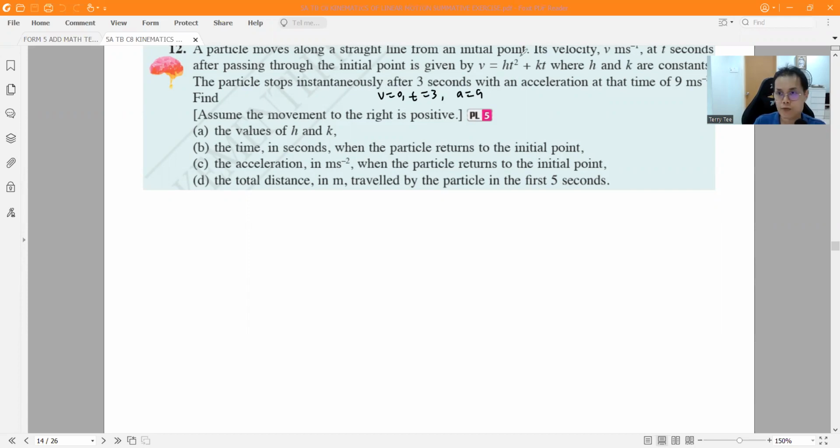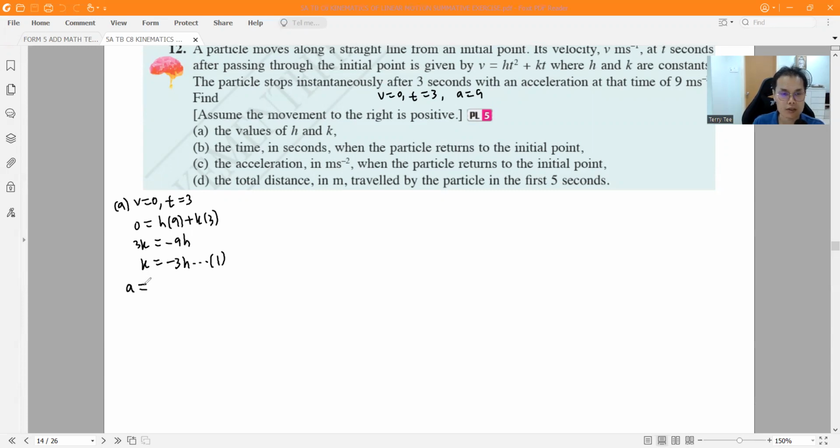Here, when you have two unknowns, we need to form two equations. My first equation: we sub v with 0, t with 3, so 0 equals 9h plus 3k. This one is 3 squared, I write 9, and this one will be k times 3. So bring over 3k: 3k is negative 9h, so k is minus 3h. First equation.